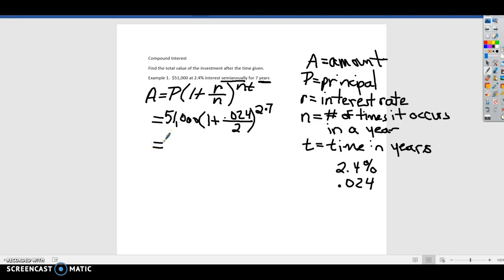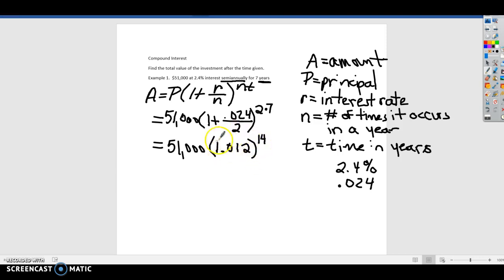So I'm going to do the division inside my parentheses first. So I'm going to do 0.024 divided by 2 and then plus 1. So I'm going to have 51,000 and then 1.012. And then if you want to, you can go ahead and multiply the 2 times 7. That's going to be raised to the 14th power.